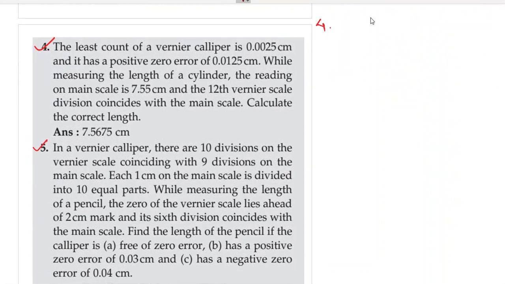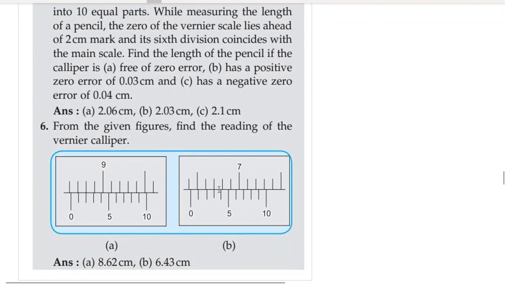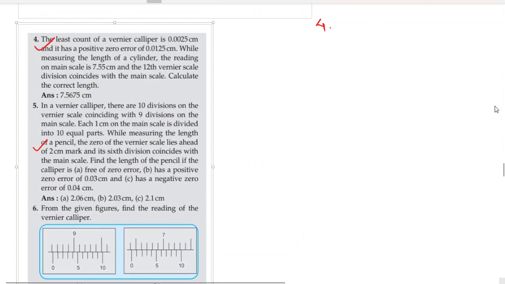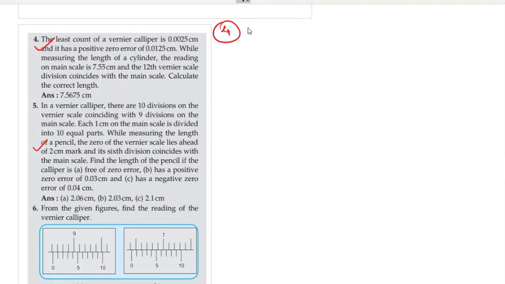The least count of vernier calipers is 0.0025 centimeter. Let me just make it a little smaller so that it's readable. Yeah, now it is okay. The least count of vernier calipers is 0.0025 centimeter, and it has positive zero error of 0.0125 centimeter. So zero error is equal to plus 0.0125 centimeter. While measuring the length of a cylinder, the reading on main scale is 7.55 centimeter.